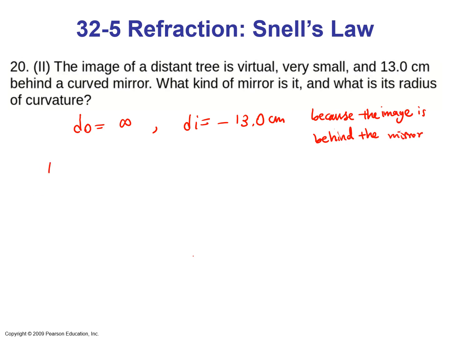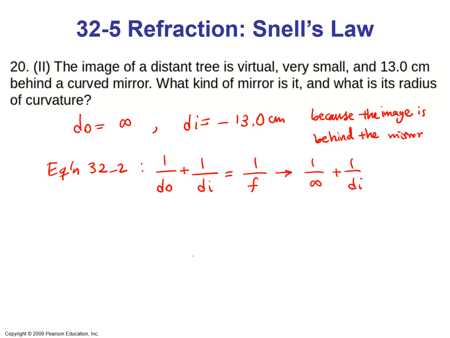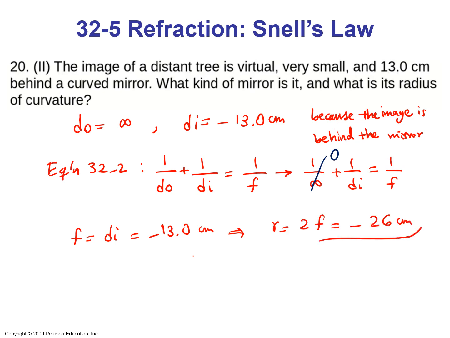Okay, let's plug in the values in equation 32-2. 1 over the distance of the object plus 1 over the distance of the image is equal to 1 over the focal length. If we plug in the values, we have 1 over infinity plus 1 over d_i is equal to 1 over f. 1 over infinity is 0, and we have f is equal to d_i. d_i is minus 13 centimeters. Therefore, the radius of curvature is 2 times the focal length, that is equal to minus 26 centimeters.